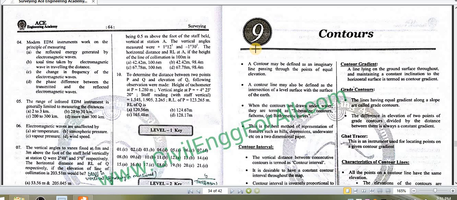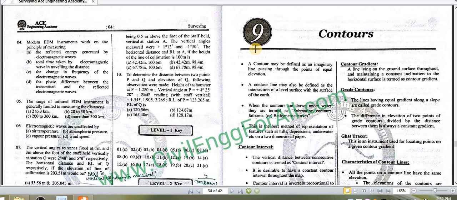When the contours are drawn underwater, they are termed submarine contours. This is the best method of representation of features such as hills, depressions, underwater features, etc., on two-dimensional paper. So contours are basically used for representation of hills, depressions and underwater features. The topography of the ground can be easily represented with the help of contours.